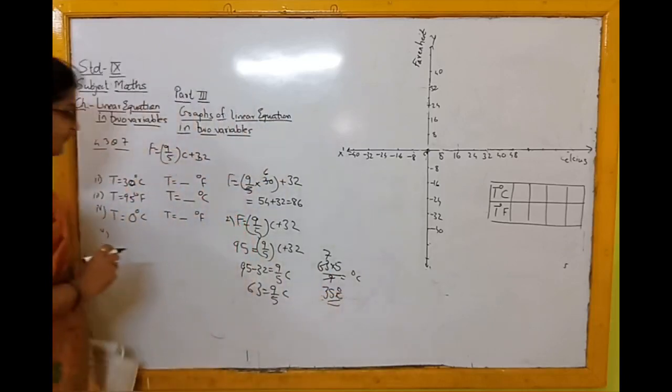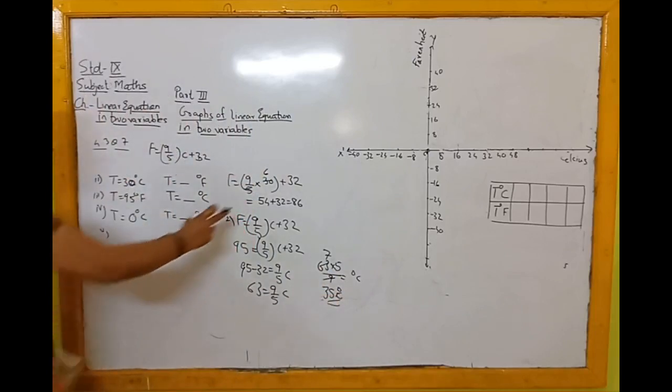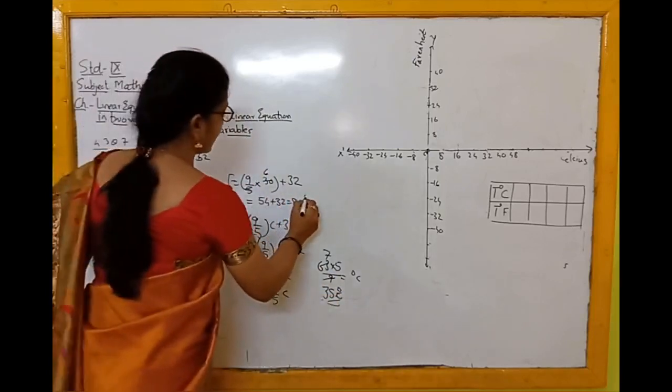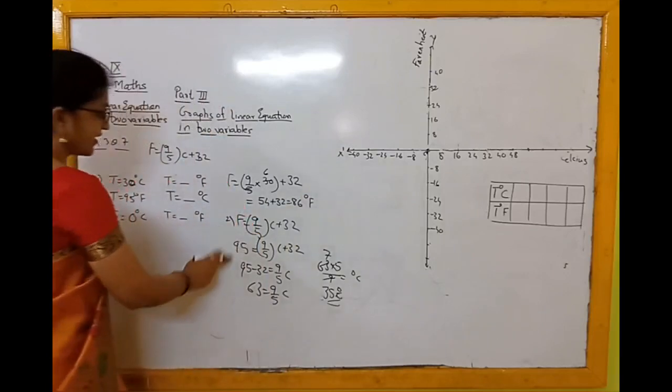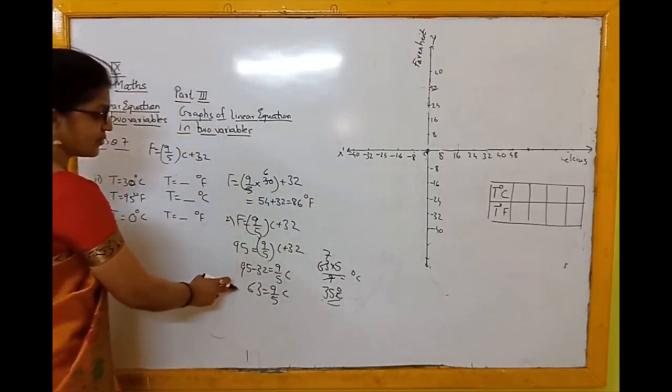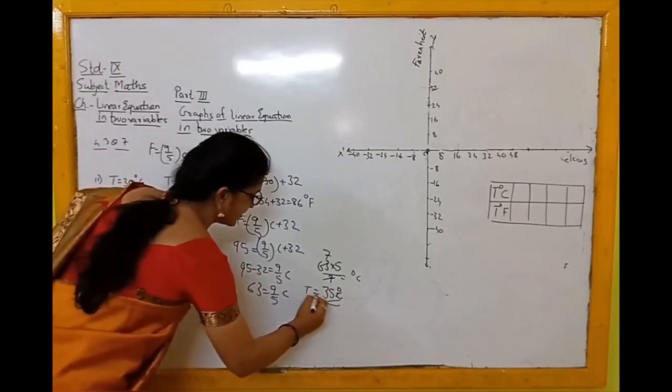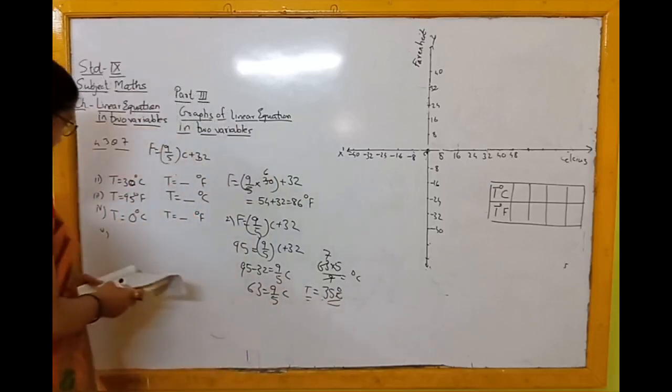This is the answer. For the first question, the answer is 86 degrees Fahrenheit. For the second, temperature in Fahrenheit is given, so we have to find out the temperature in Celsius, which is 35 degrees Celsius. What is the next given?